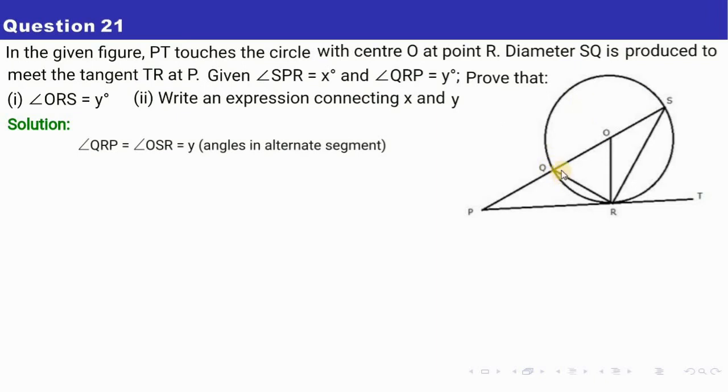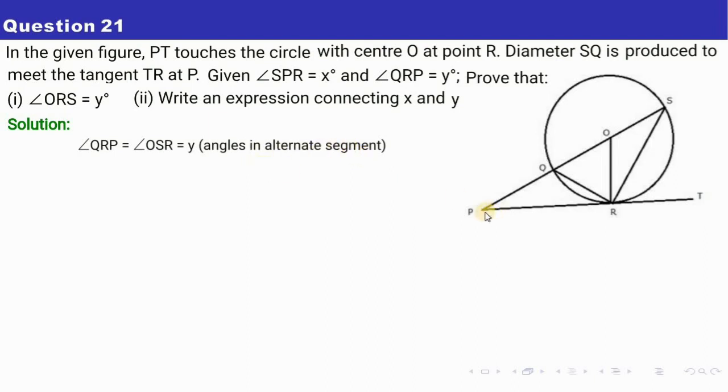So this angle QRP will be equal to the angle subtended by QR in the major segment, that is QSR, this angle. So this angle and this angle will be equal to each other. So that is why QSR, or you can call it OSR as well. These two angles are equal, and we already know that this is equal to y. So QRP and OSR both will be equal to y. Why? Because they are angles in the alternate segment.